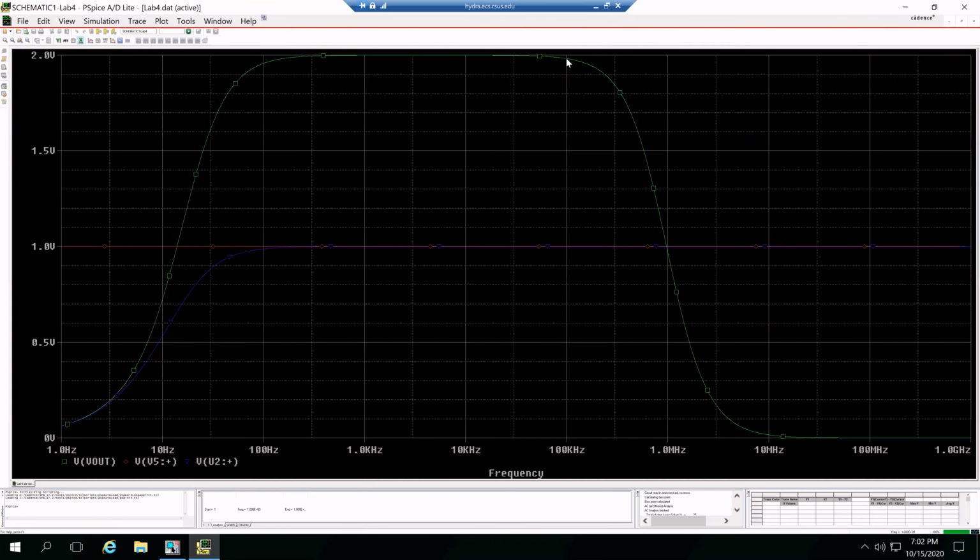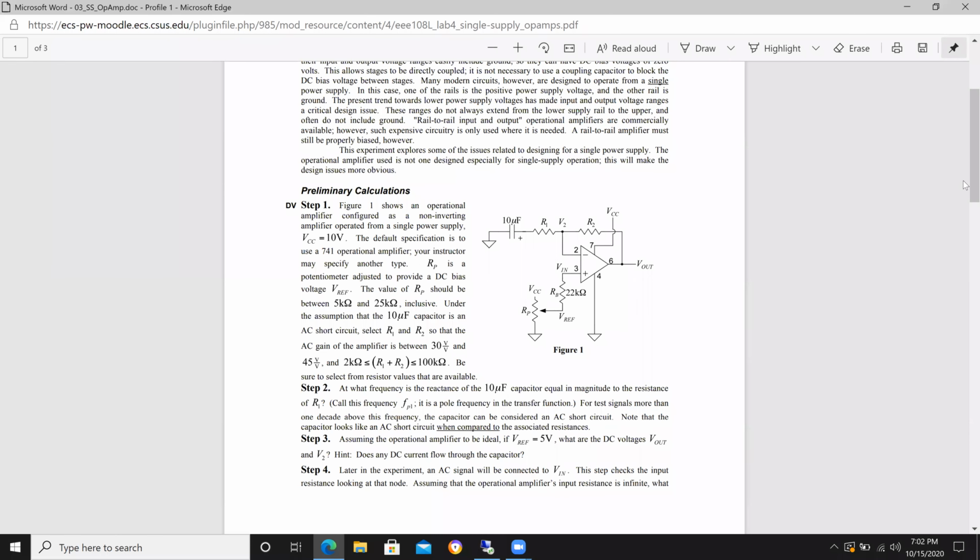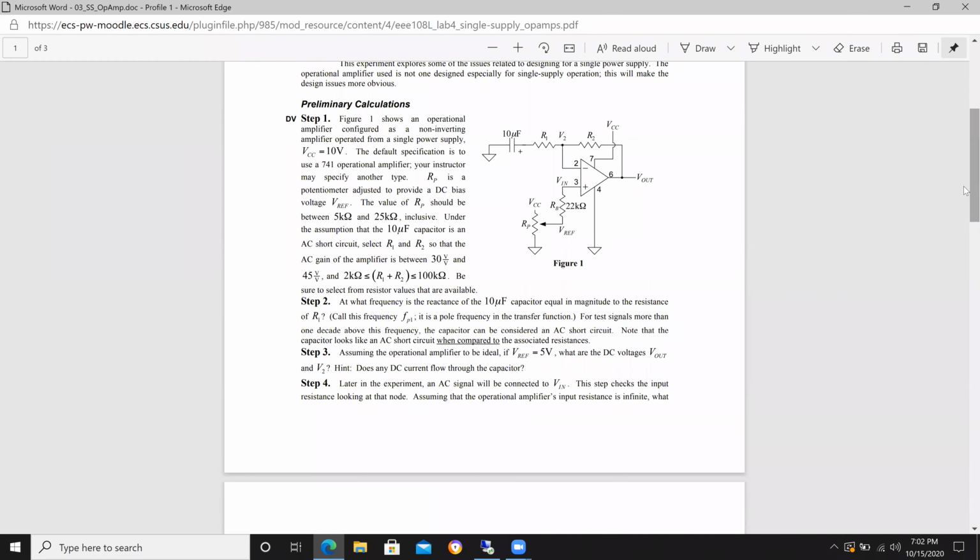So I traded a little bit more than an order of magnitude of gain, right? I went from 31 to like 2, so a little less than 3.1, and I gained an order of magnitude of bandwidth. So that illustrates for you right there, just something I want to drive home, the gain bandwidth product. You can't have both. You could either have high gain and small bandwidth, or you could have low gain and wide bandwidth. So I just want to use this simulation example to kind of hit that home.